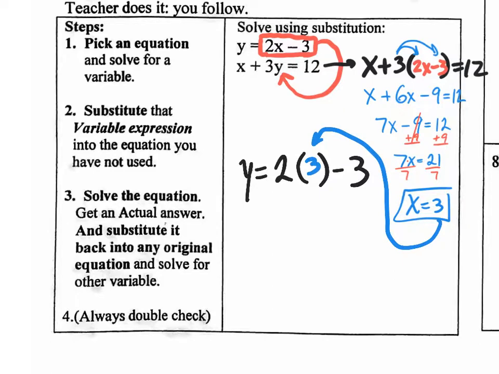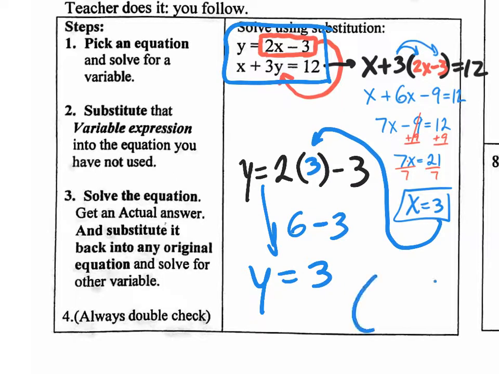So I really have y equals 2 times 3, which is 6, minus 3, and 6 minus 3 is 3. So my equal sign comes down, my y comes down, y equals 3. So what is my answer to the original system up here? X equals 3 and y equals 3.